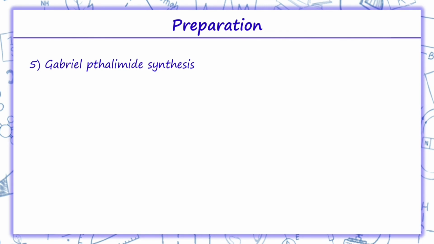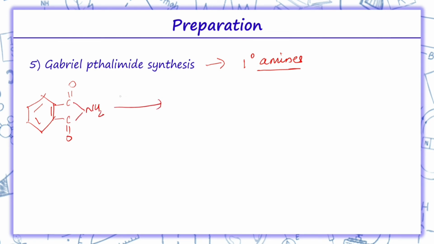Next is Gabriel phthalimide reaction. Now this reaction is basically used for the preparation of primary amines. So over here what happens, this phthalimide, on treatment with ethanolic potassium hydroxide, forms the potassium salt of phthalimide.